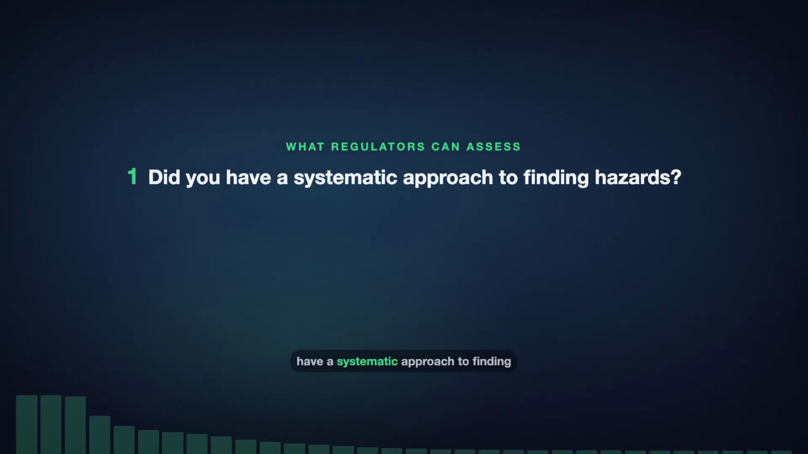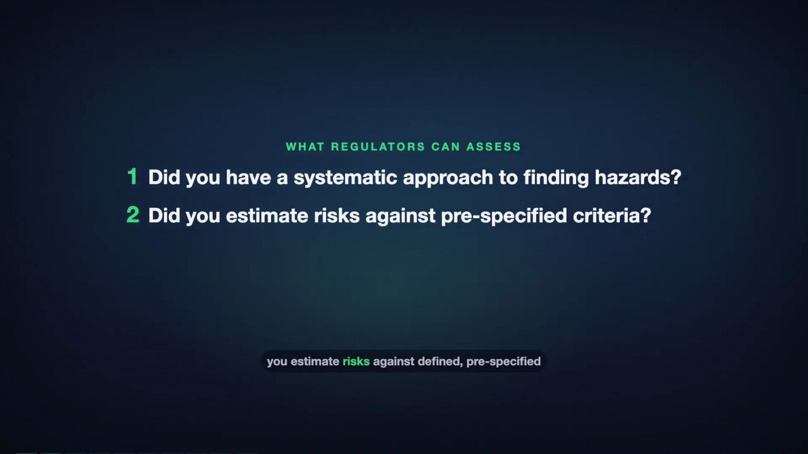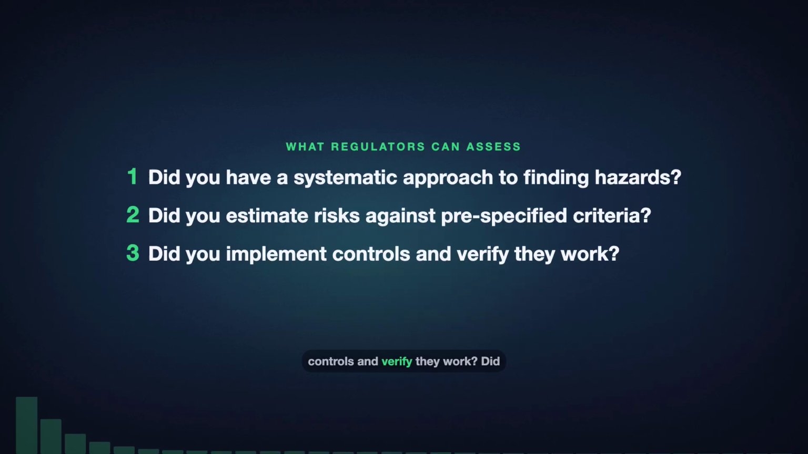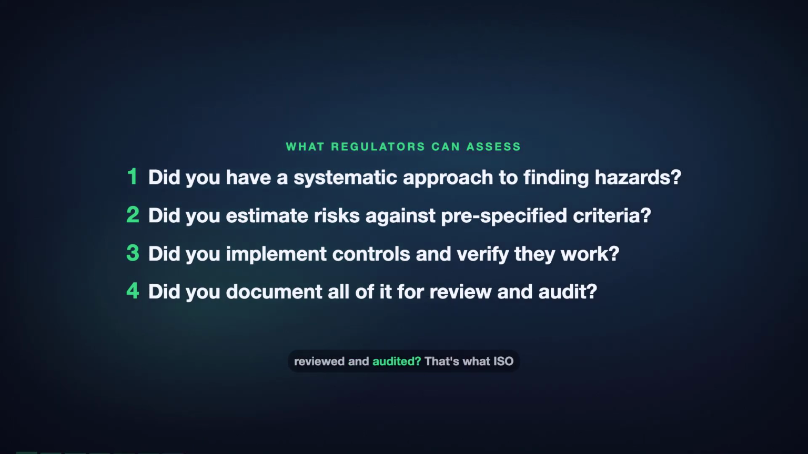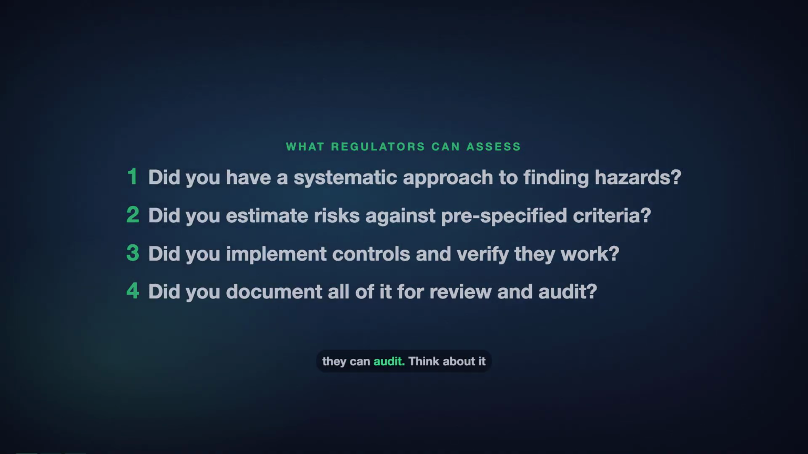Did you have a systematic approach to finding hazards? Did you estimate risks against defined, pre-specified criteria? Did you implement controls and verify they work? Did you document all of it in a way that can be reviewed and audited? That's what ISO 14971 gives regulators, a framework they can audit.